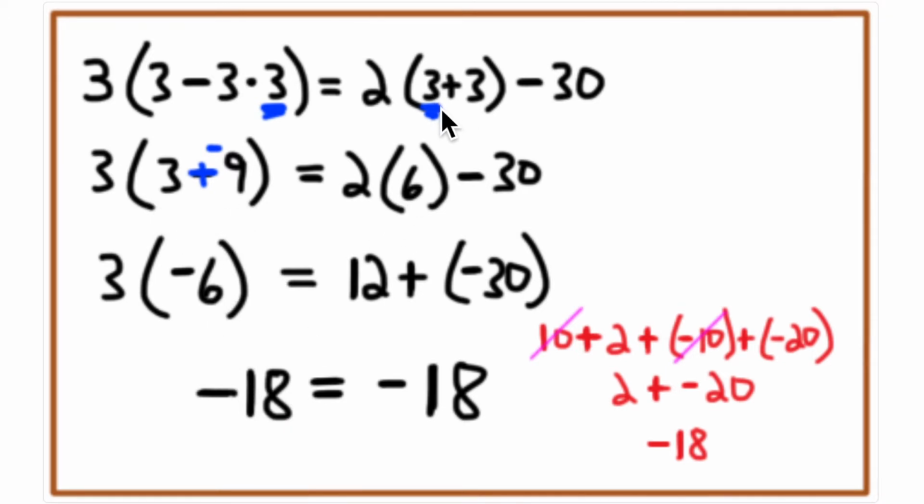On this side, it's 3 plus 3 is 6. 2 times 6 is 12. So notice you can't say 6 minus 30. It's 2 6's.